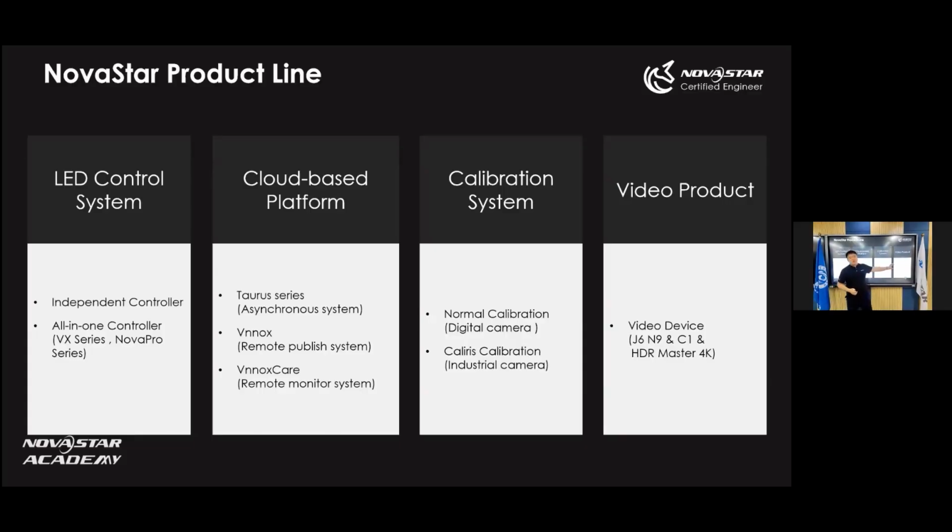And the last product line is about the video product. As you can see, some of you may be familiar with some of these products, like the G6 is a video slicer, and the N9 is a video switcher, and C1 is a cathode. It's mainly used for the rental project. And the HDR Master 4K is a video processor that we can use to enhance the SDR effect to HDR effect. So basically, this is the full product lines: the LED control system, cloud-based platform, calibration system, and video product. And today we will mainly talk about the LED control system.